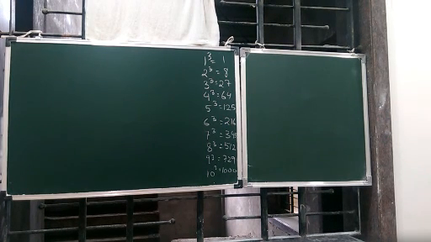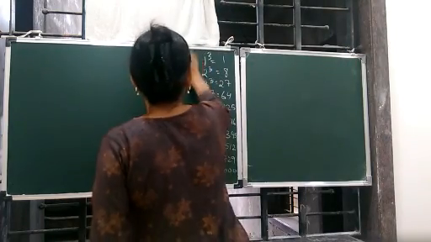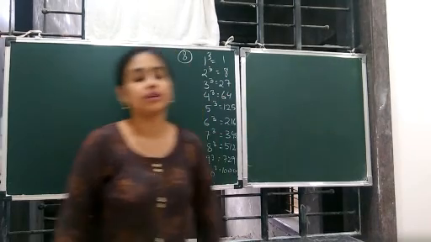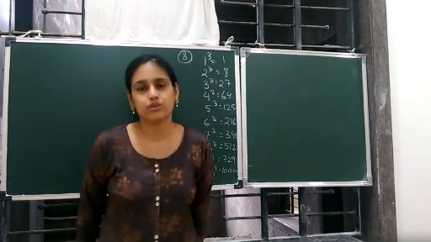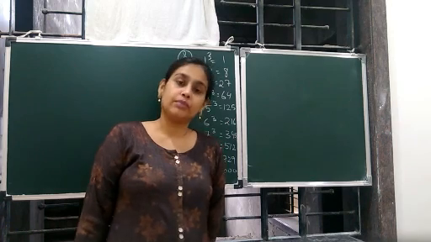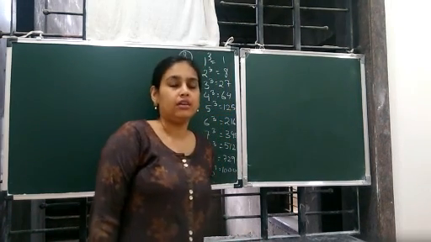So we are starting with a new topic. The topic is cube root of a cube number. If a number is given and we are sure that it is a cube number, then how to find the cube root of that given number?